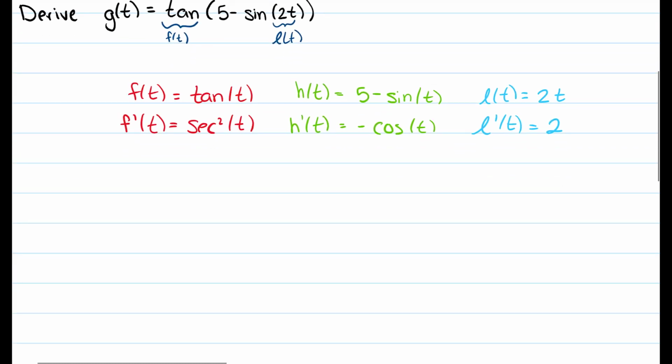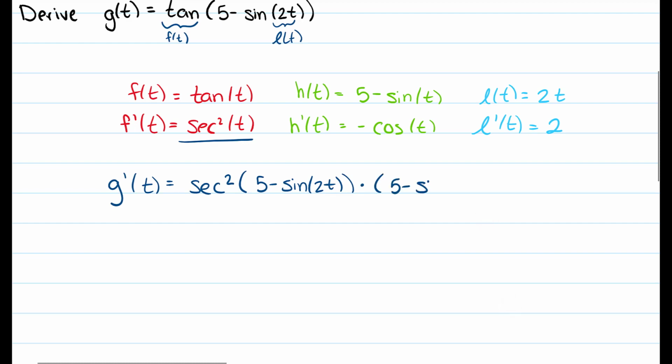So now what I'm going to want to do is go ahead and take the derivative of my original function. So I get g prime of t is equal to, and I like to start with the outside and work my way in. You are allowed to do it the other way, which is called the inside out method. It's completely up to you. So I start with my most outside function, which is tangent. The derivative of tangent is secant squared. And then I place the inside piece back, so I get 5 minus sine of 2t. And then I notice that there's an inside piece, so I multiply by the derivative of the inside piece.